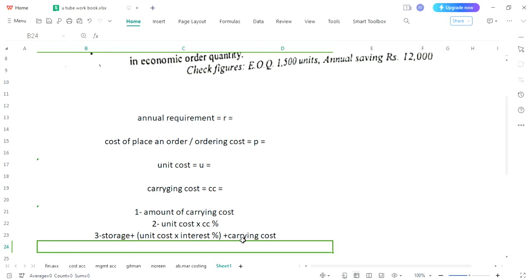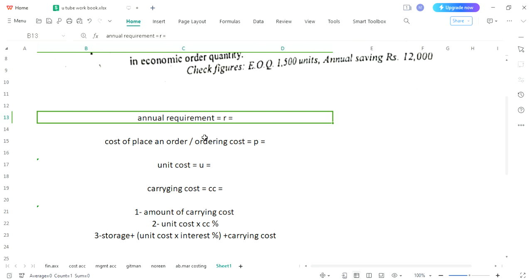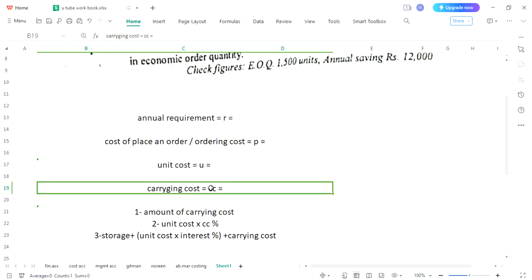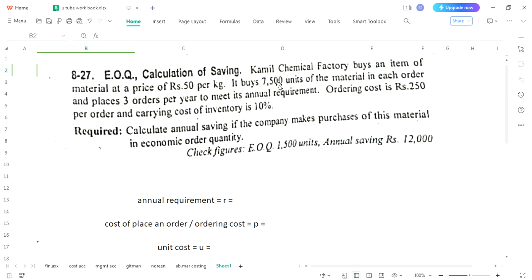Economic order quantity has a formula, and these are the inputs: annual requirement, cost of placing an order, and carrying costs. So hopefully you have understood the theme or background of economic order quantity. Let's start our question.